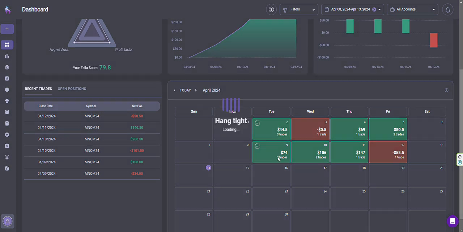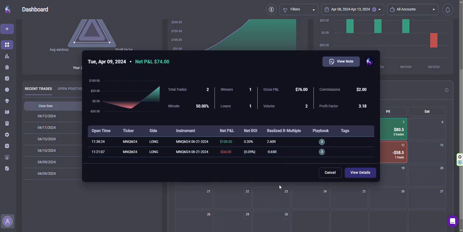So on Tuesday, I took 2 trades. One was a winner and one was a loser. They both had the same setup. It was a confluence of a breaker block on the 1 minute, 4 hour OTE, and a 4 hour BISI all lining up at the same time. So let me go ahead and show you that trade.